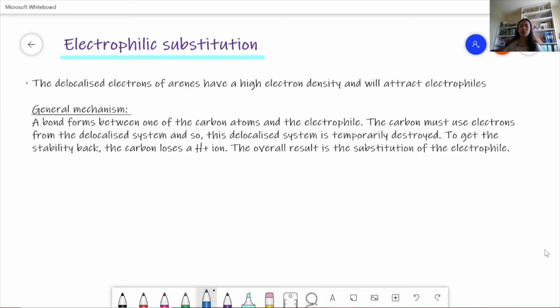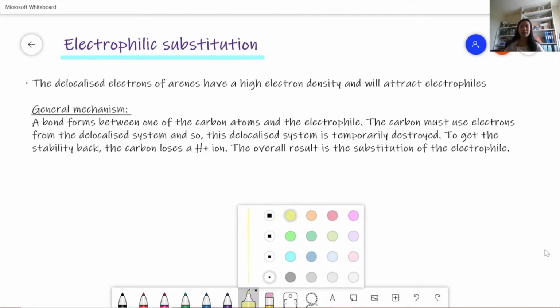So the delocalized electrons of arenes, so of compounds with the benzene group, have a high electron density and will therefore attract electrophiles. So we get this reaction of electrophilic substitution. Remember that electrophiles are species with a vacancy for a pair of electrons to form a covalent bond. So the general mechanism that we have is that a bond forms between one of the carbon atoms of this arene and the electrophile. And the carbon must use electrons from the delocalized system of the arene, and so this delocalized system is temporarily destroyed.